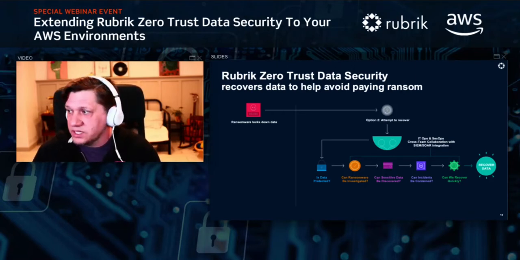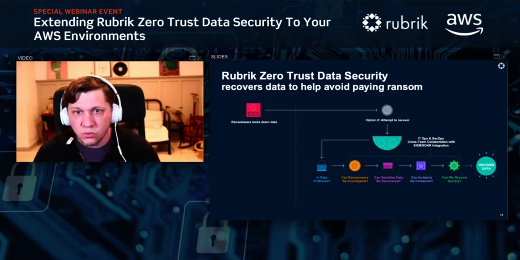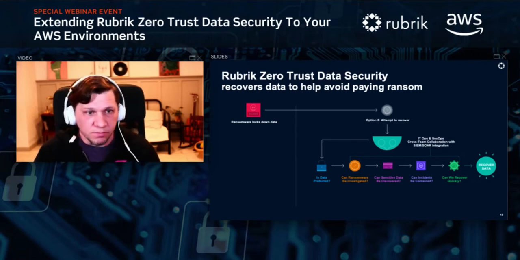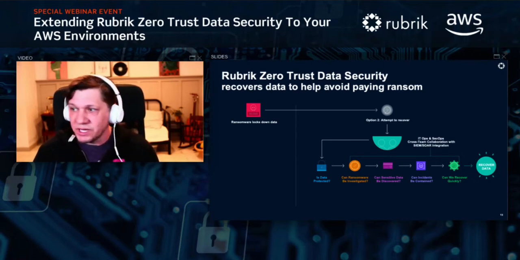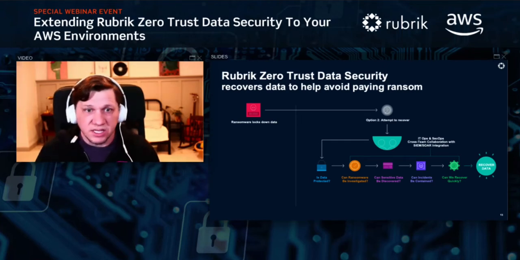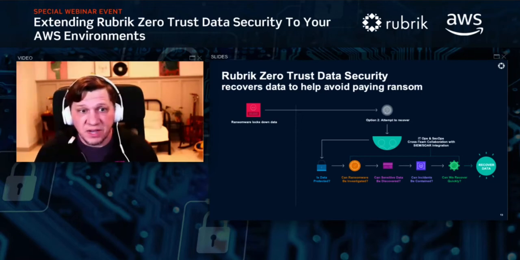So it really starts with that zero trust architecture. We're already confident that our backups have been logically air-gapped, they're immutable, nothing's changed, we can then use the anomaly discovery, again, the sensitive data discovery service to discover what type of data has been affected.